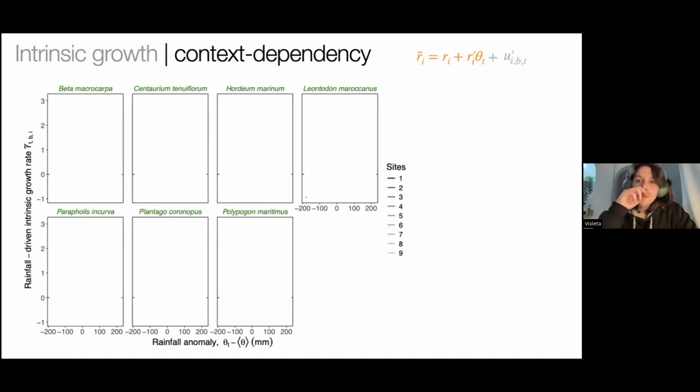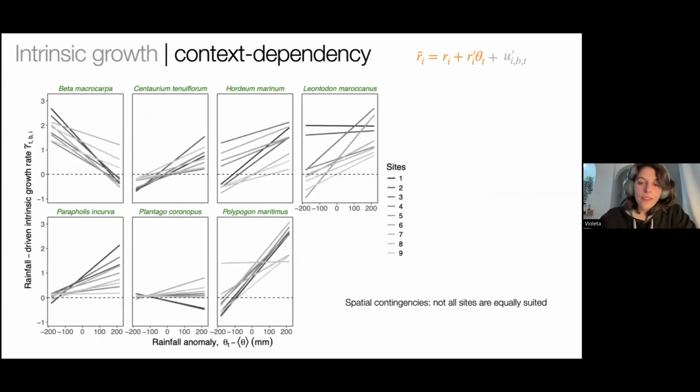Just very briefly, we also have time variation in the intrinsic growth rate, plus some little noise. And what we found, if we plot these intrinsic growth rates on the y-axis, is that there are a lot of spatial contingencies, a lot of noise, because not all sampling sites are equally suited and react equally to the effect of rainfall.